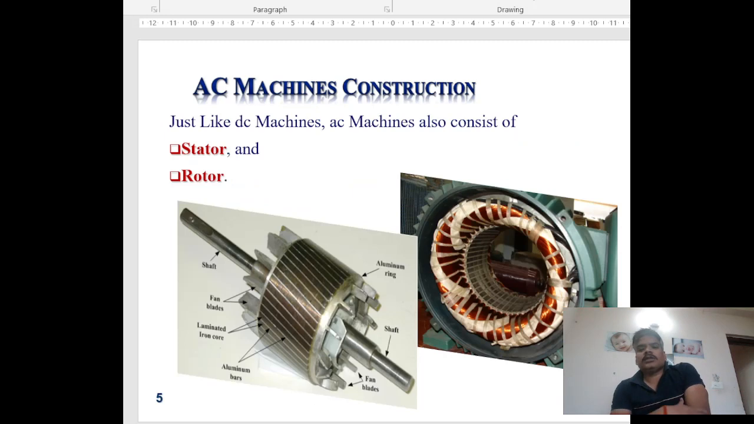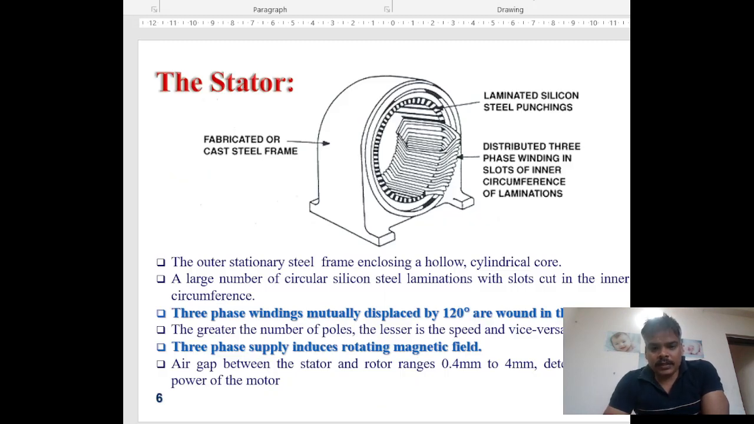Here is the AC machine construction. Just like DC machine, AC machine also consists of stator and rotor. The stator, what is the stator? The outer stationary steel frame enclosing a hollow cylindrical core. A large number of circular silicon sheet laminations with slots cut in the inner circumference. Three-phase windings mutually displaced by 120 degrees are wound in the slots.